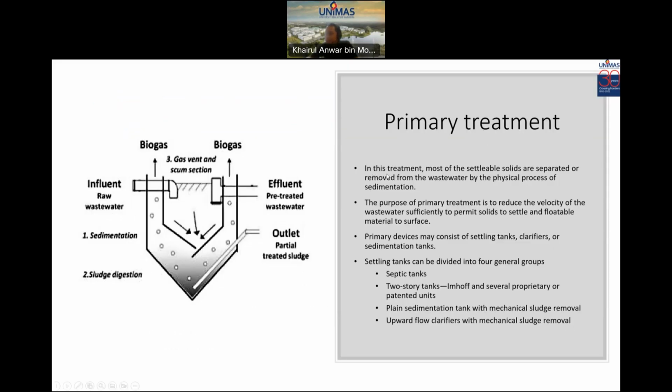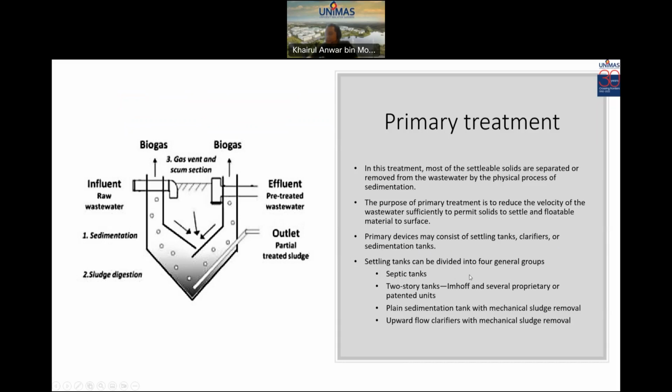Primary treatment. In this treatment, most of the settleable solids are separated or removed from the wastewater by the physical process of sedimentation. The purpose of primary treatment is to reduce the velocity of the wastewater sufficiently to permit solids to settle and floatable material to surface. Primary devices may consist of settling tanks, clarifiers, or sedimentation tanks.